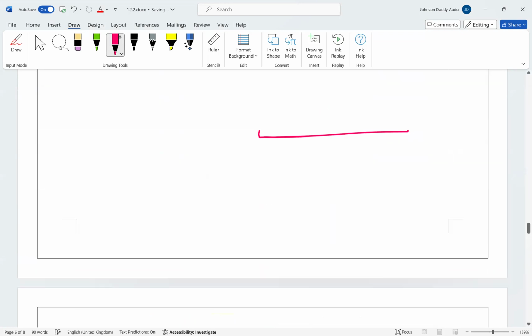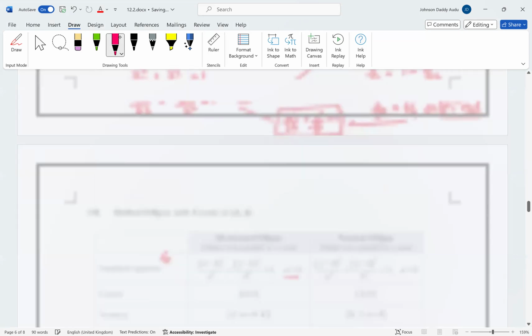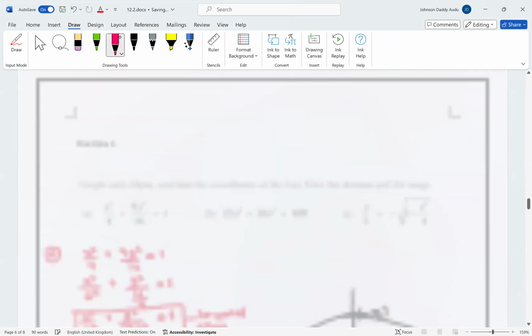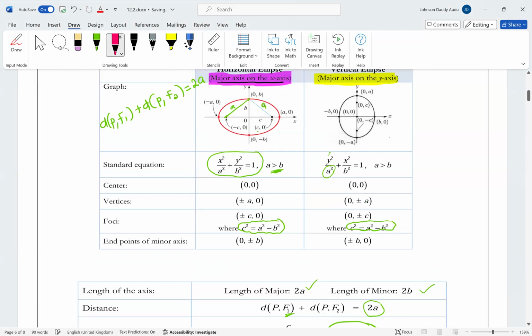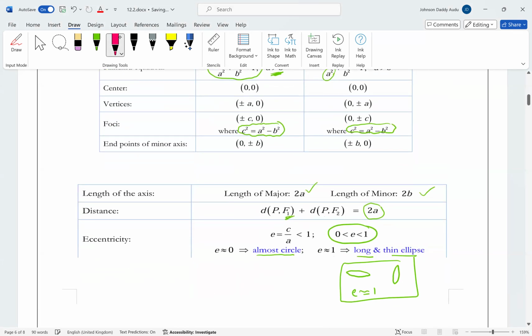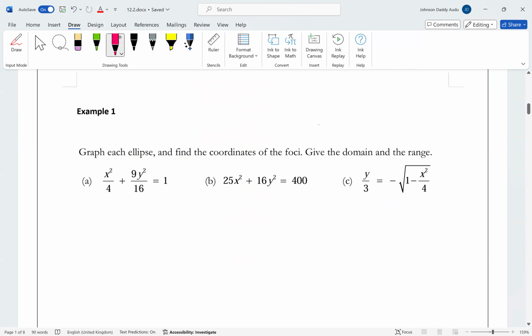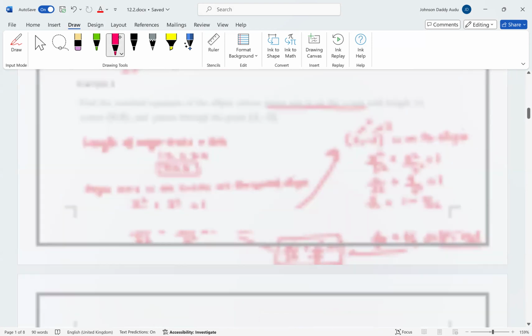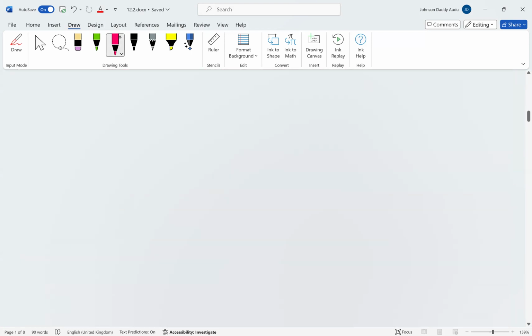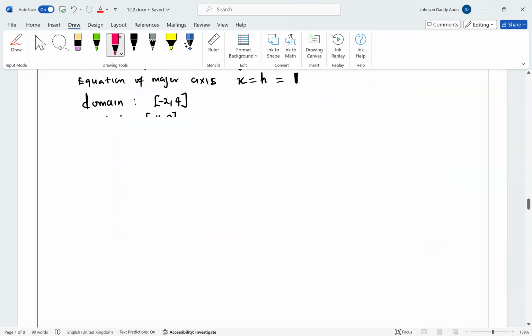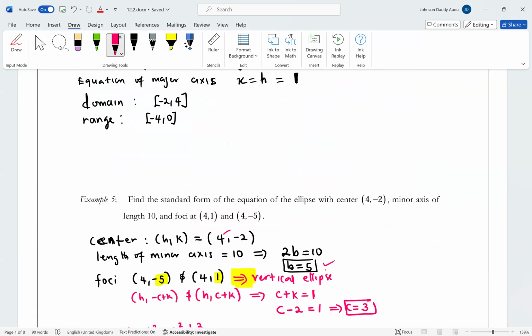We saw this in the formula. I think let's go back. We will see it somewhere. Okay, I think we have it. Yes, we have it here. So the distance between a point and F1 plus the distance between the point and F2 is 2a. And what is 2a? 2a is the length of the major axis. Once we have that, we're done. So that is the formula we'll use to solve this first question.